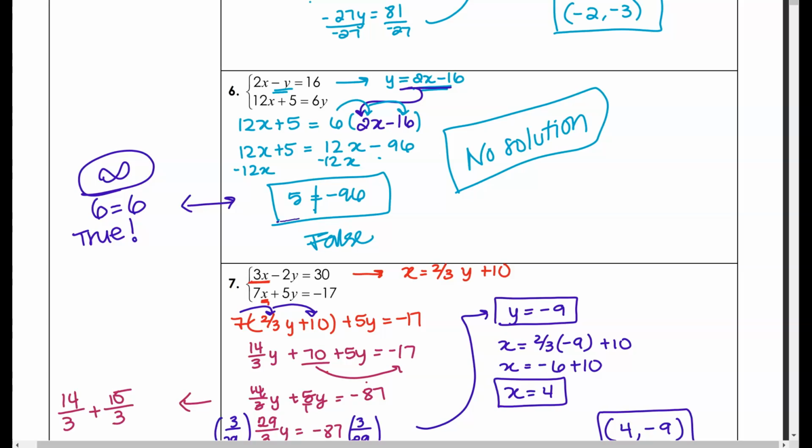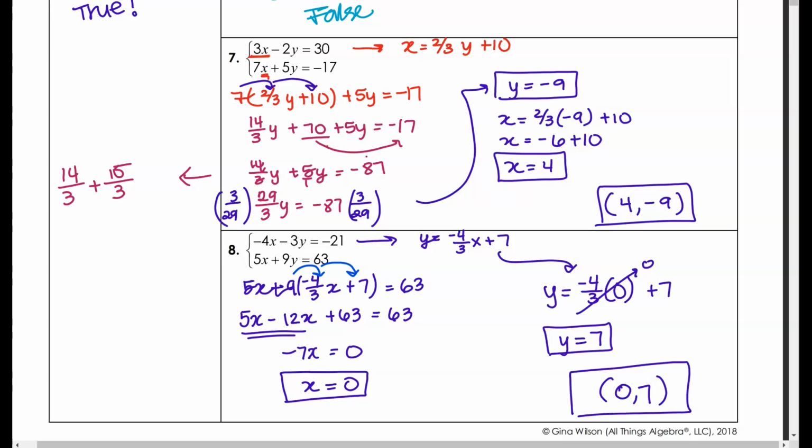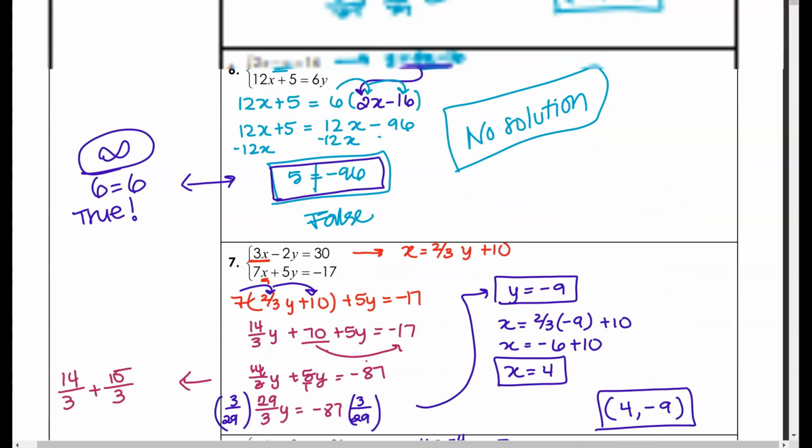Whereas a no solution would give me a statement that is false. So even though all your variables cancel out in both of these examples, you're going to ask, is the statement true or is it false? If it's a true statement, we have infinitely many solutions. If it's a false statement, we have no solution whatsoever. All right, that sums up everything that has to do with substitution.